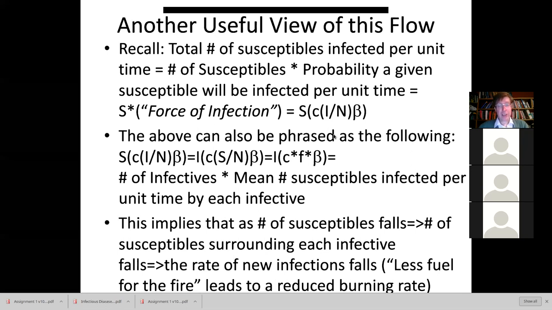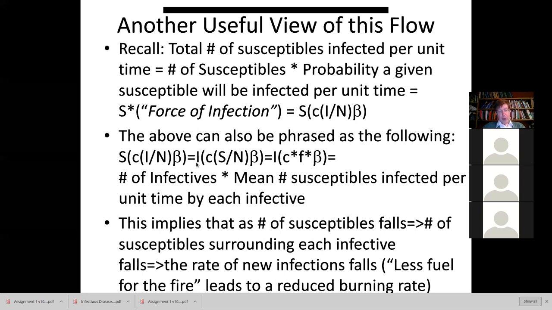But we can rephrase this. I mean, after all, this is subject to the basic rules associated with algebra and through symmetry. We can rearrange it. And for example, put the S on the inside and the I on the outside and get something like this. I times C times S over N times beta.